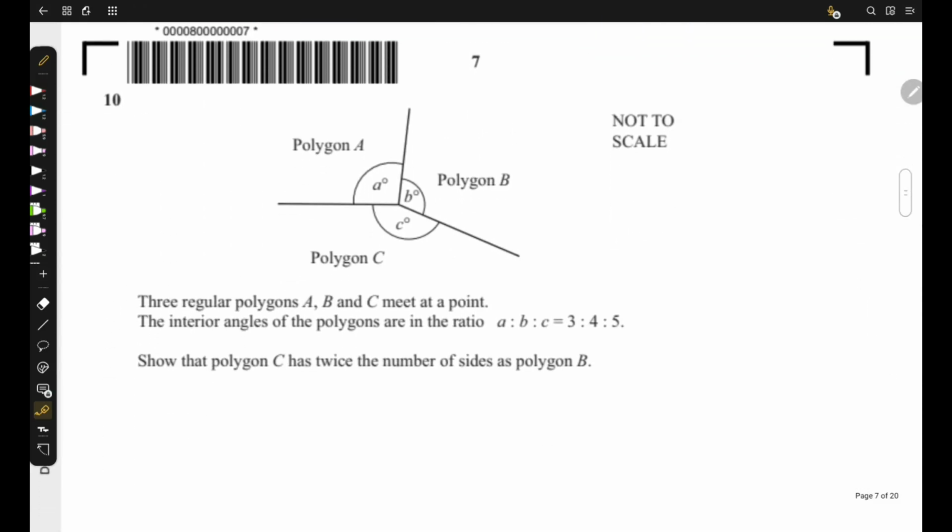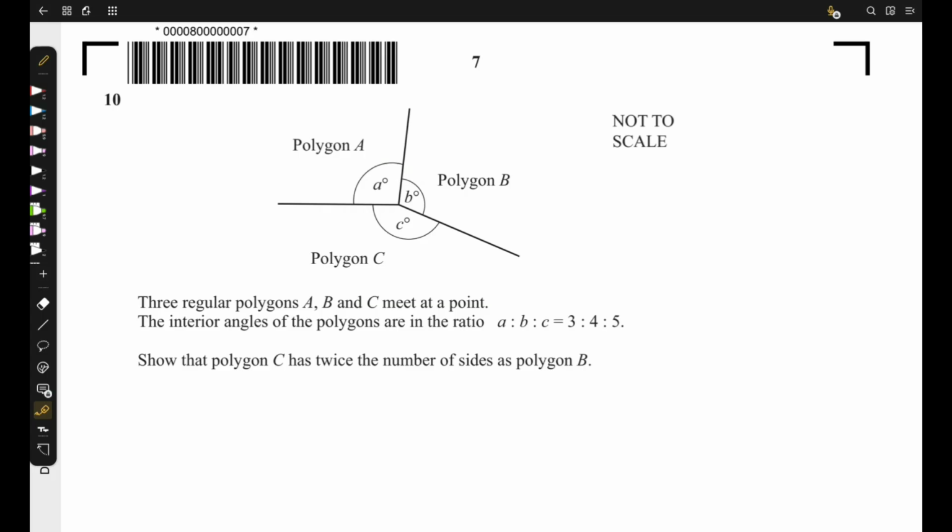Moving on. This one is an important question. Question 10 says we have 3 polygons, polygon A, B and C. The 3 polygons A, B and C meet at a point, and the interior angles of the polygons are in the ratio A to B to C equals 3 to 4 to 5. These are interior angles, by the way. Show that polygon C has twice the number of sides as polygon B.